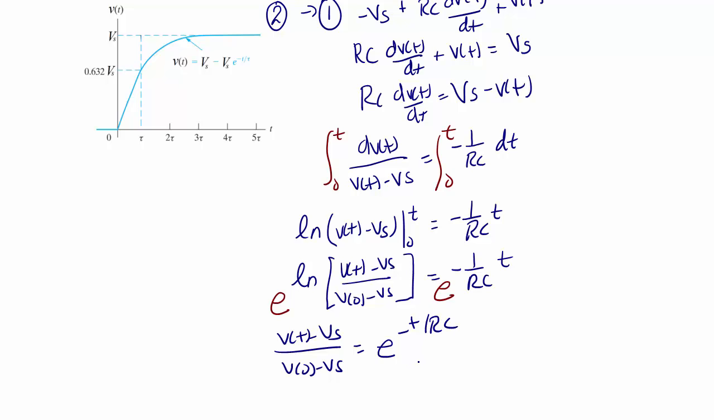So the next thing we want to do is to solve this equation for V of t. When we do that, we get V of t is equal to Vs plus V of 0 minus Vs times e to the negative t over RC. This is our step response equation. And what you should notice here is that if the initial voltage across the capacitor is 0, it is consistent with the sketch we have here. V of t equals Vs minus Vs e to the negative t over tau, because the time constant tau is still R times C.